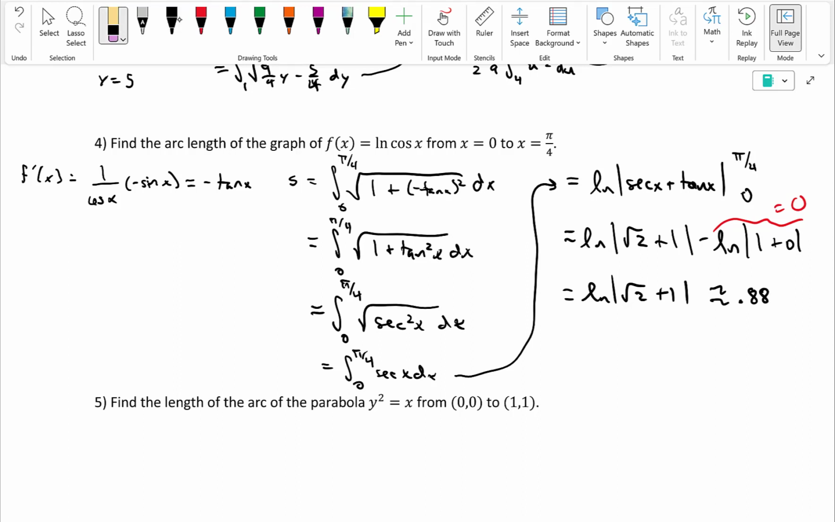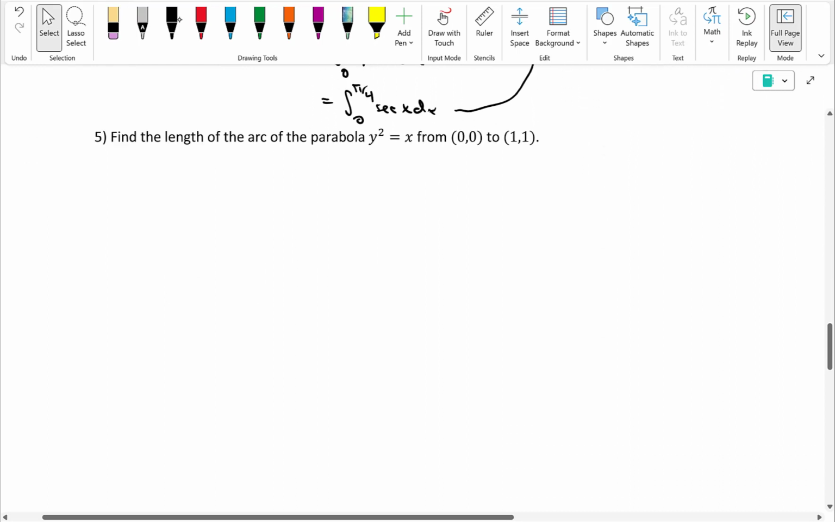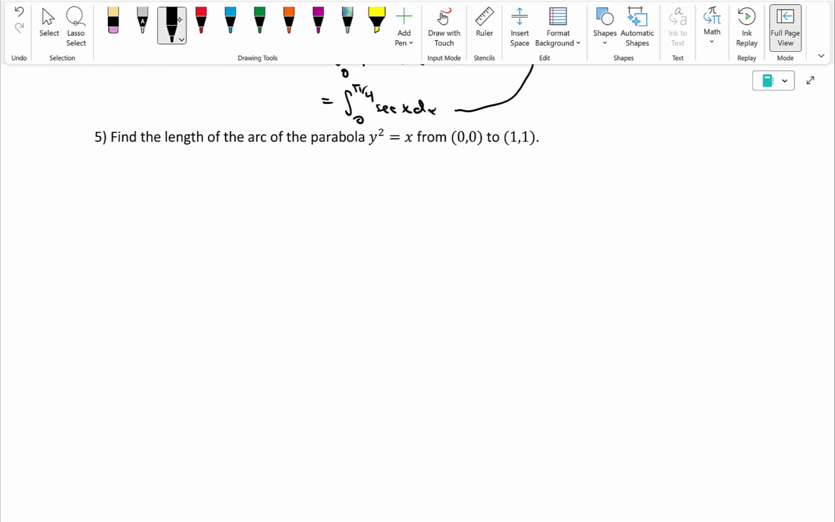And then one more arc length. We're finding the length of the arc of the parabola, y squared equals x, from (0, 0) to (1, 1). It's already solved for y, so we might as well do another one in terms of y. So if we've got x equals y squared, x prime is just going to be 2y. And then for the y's, we'd be going from 0 to 1 as well, but just to highlight the y's.